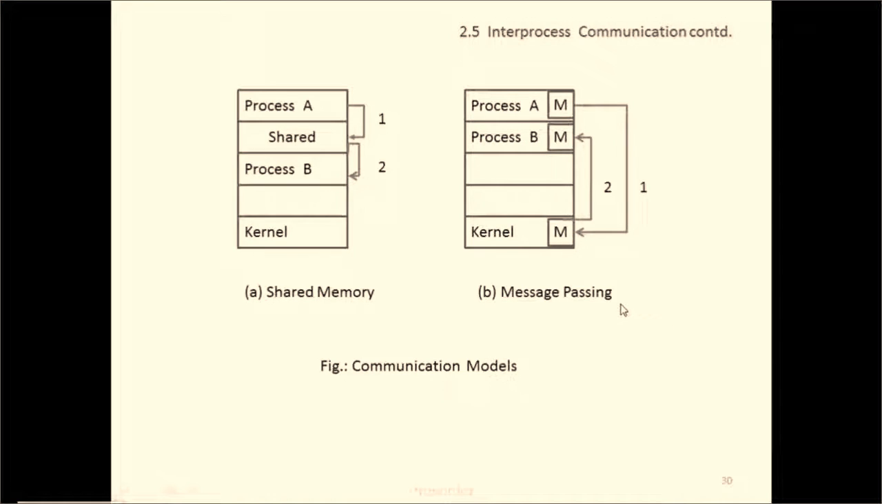Message passing is the other mode of communication. Every process has its own memory. Part of their own memory they separate out and call it a mailbox. In this mailbox, messages can come in or messages can go out. We'll get into the details of both these communication modes one after another.